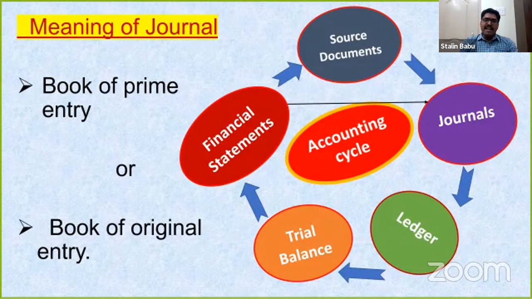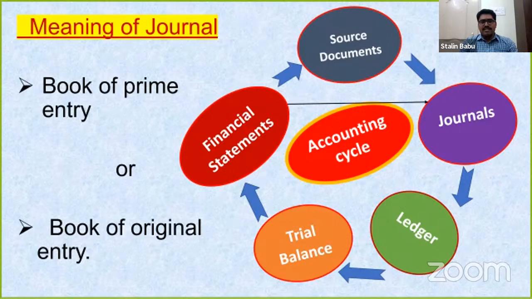We are primarily entering it in the journal, so it is called the book of prime entry. So we are primarily entering the transaction in the journals. That's why it is called the book of prime entry. And it is also called the book of original entry.